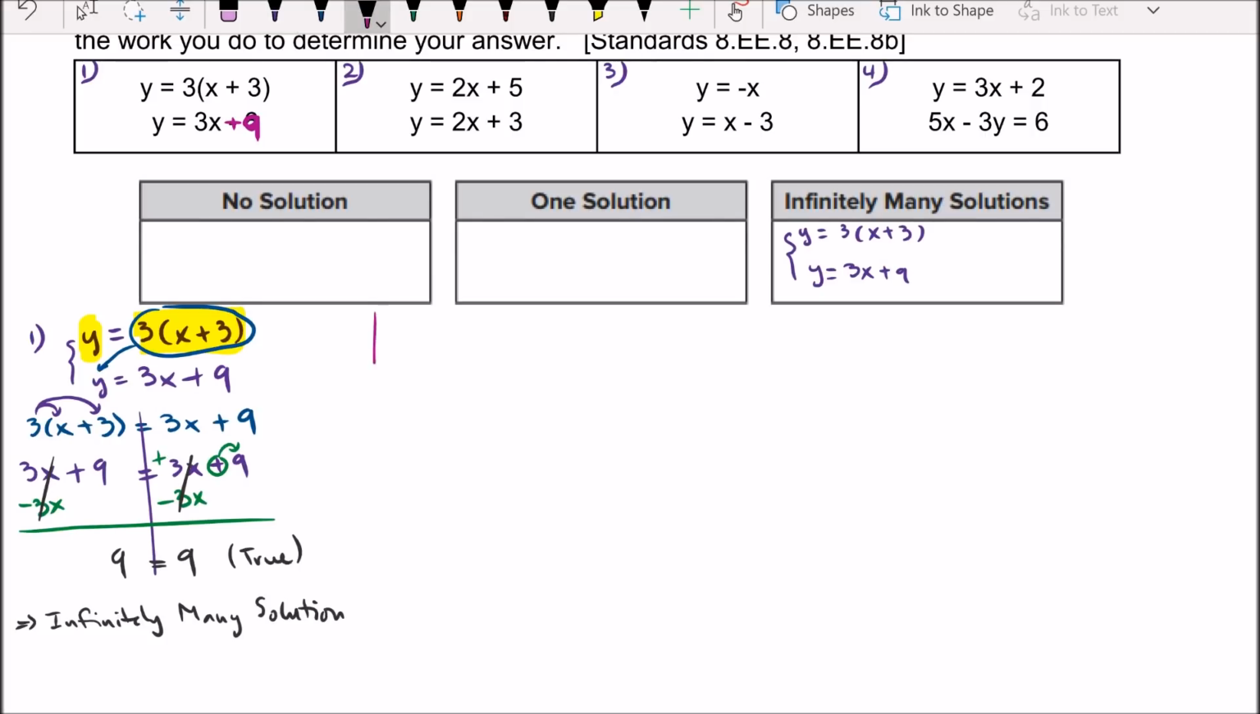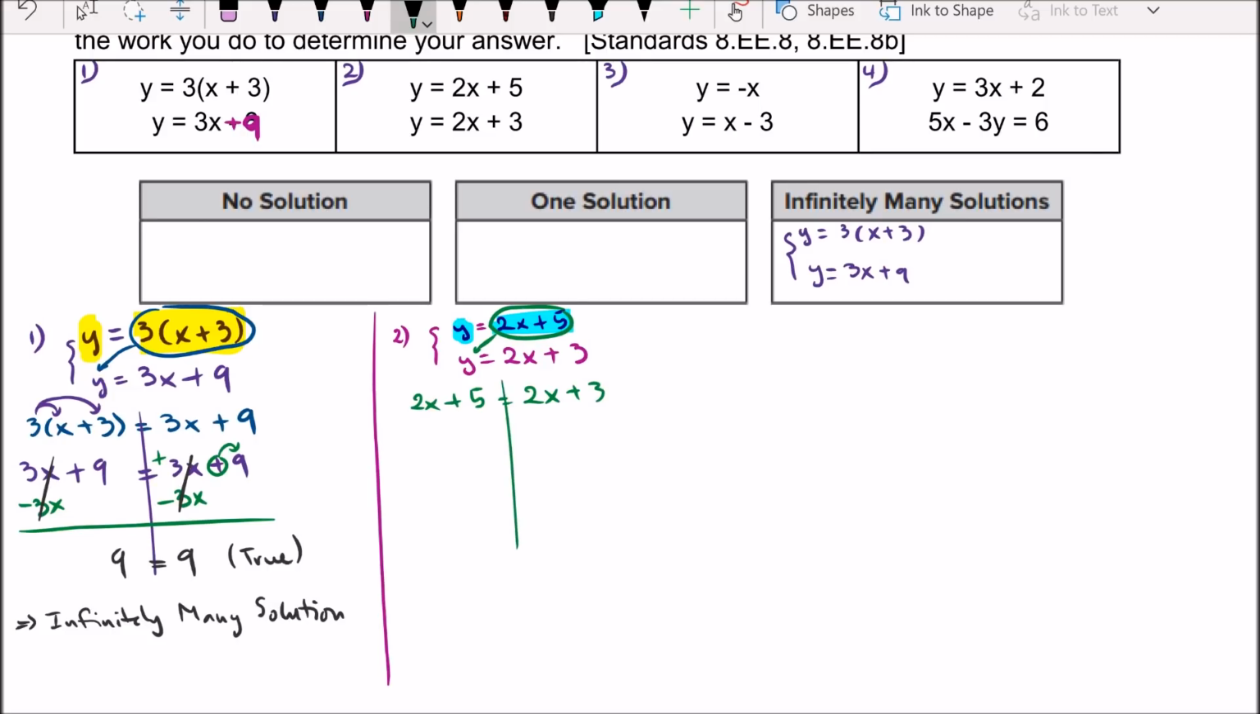Alright, we go to number 2. Problem 2: y equals 2x plus 5, and y equals 2x plus 3. Alright, in this case, they tell you that y is 2x plus 5. So we're going to take 2x plus 5 and plug it in place of y. 2x plus 5 equals 2x plus 3.